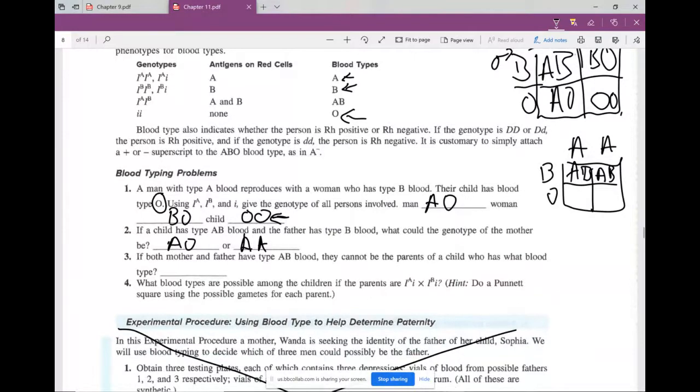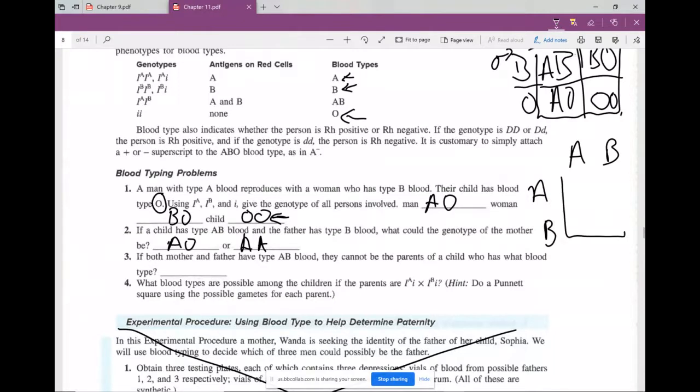If both mother and father have blood type AB, they cannot be parents of a child who has what blood type? What's not possible? Well, A blood type is possible, AB blood type is possible twice, and B blood type is possible. What's not possible? O is not possible.